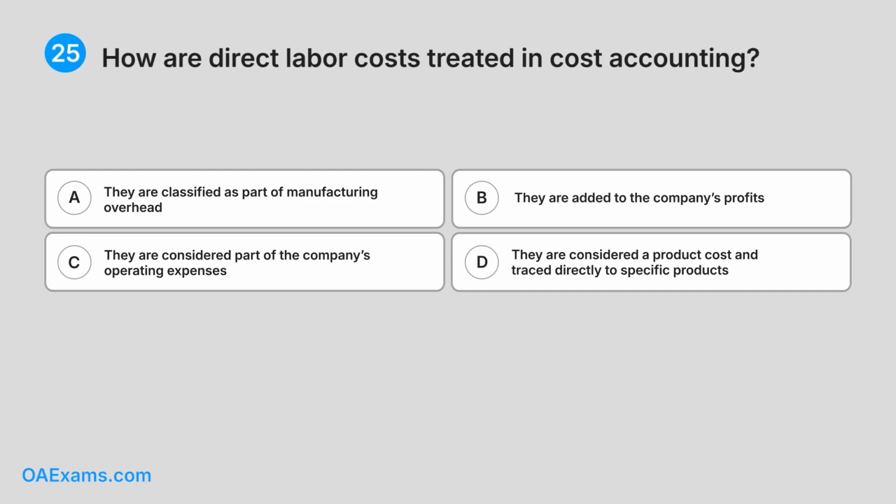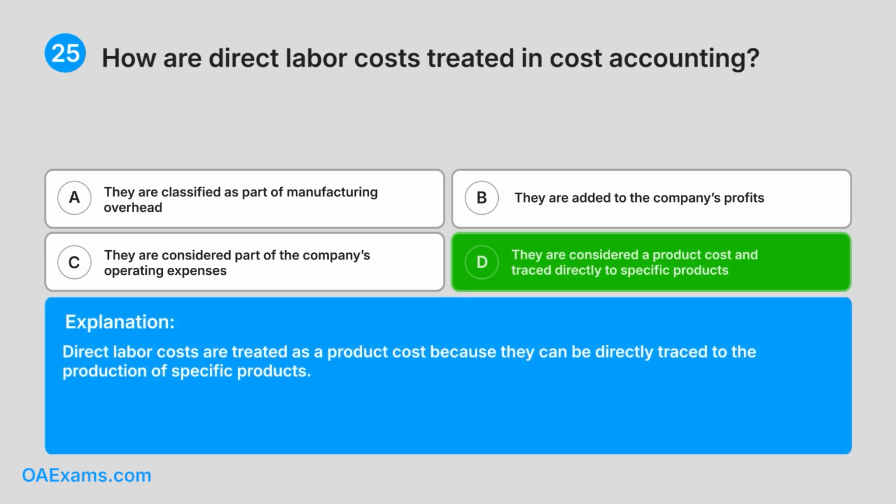Correct answer: D. Explanation: Direct labor costs are treated as a product cost because they can be directly traced to the production of specific products.